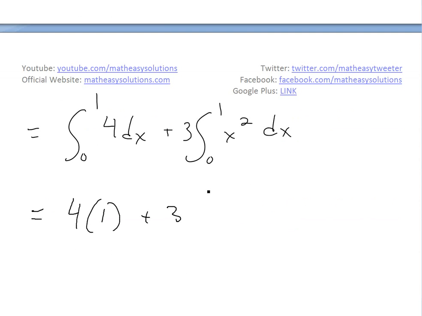And then plus 3 times, now this integral, I showed this in the intro to the area problem in the video link below. You can see that for this one here, and this one actually equals 1 over 3, which I showed. So this one's going to be 1 over 3, and the answer is going to be, well, 4 plus 1 is just going to be 5 here. So that's the answer here.